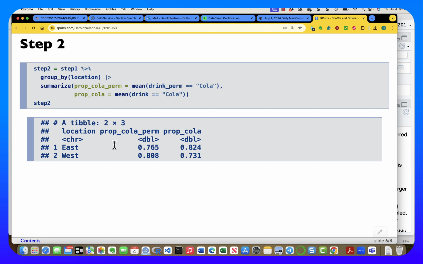So for the east, originally you had 82.4% colas, but now after you reshuffle it, you get 76.5% colas. And for the west, before, you had 73.1% colas, and with shuffling, you get 80.8% colas. Okay.